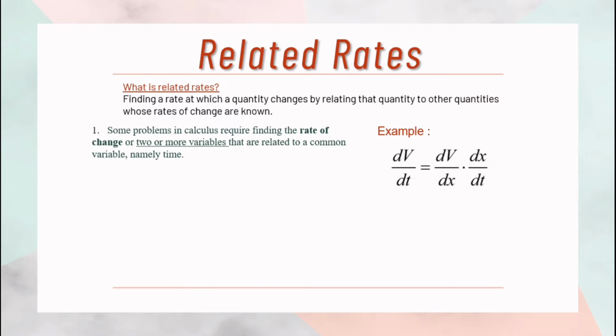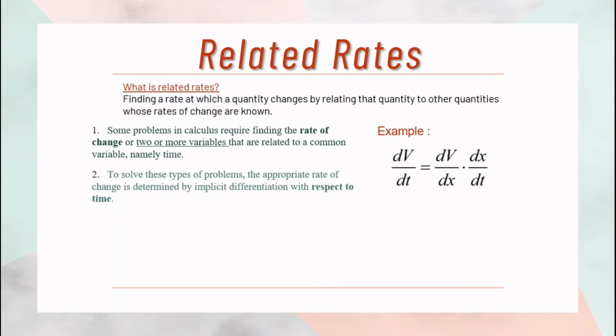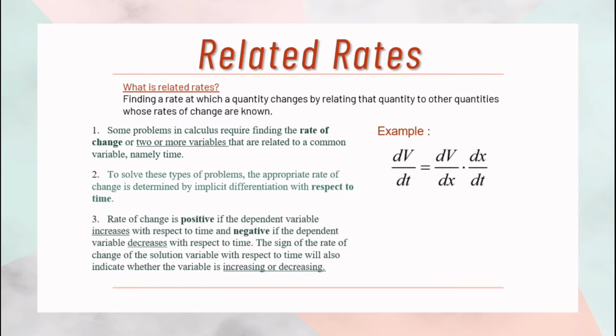For example, dx/dt. To solve these types of problems, the appropriate rate of change is determined by implicit differentiation with respect to time. Rate of change is positive if the dependent variable increases with respect to time, and negative if the dependent variable decreases with respect to time. The sign of the rate of change of the solution variable with respect to time will also indicate whether the variable is increasing or decreasing.